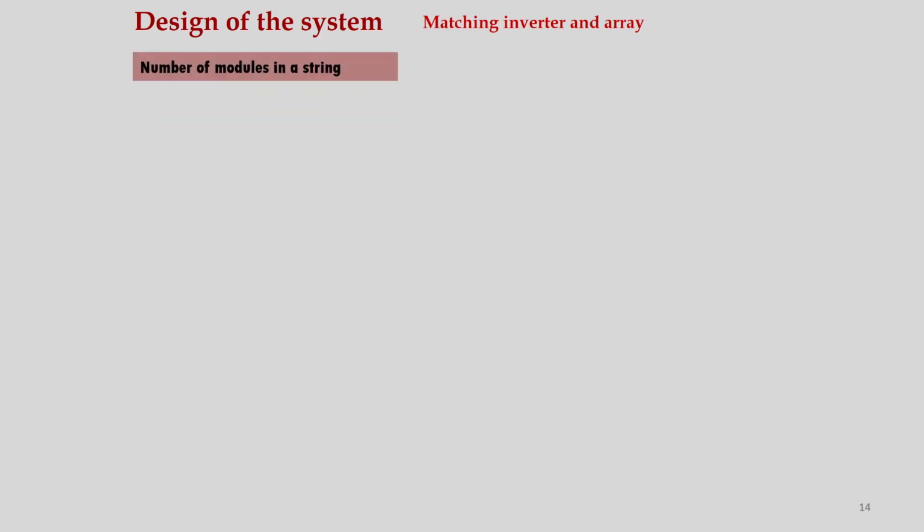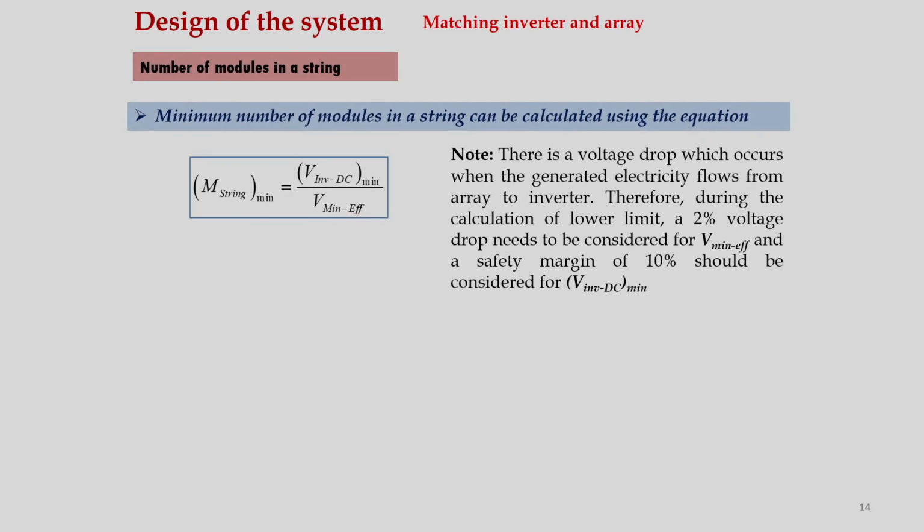So now let us know how to calculate this M string, that is the minimum number of modules in a string. Okay. So by using this equation we can calculate the minimum number of modules in a string, or the minimum number of modules which can be connected in series, right. So for this we need this inverter input voltage and then the minimum effective voltage, okay, which already we have discussed.